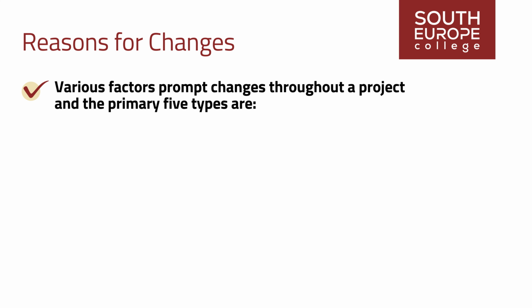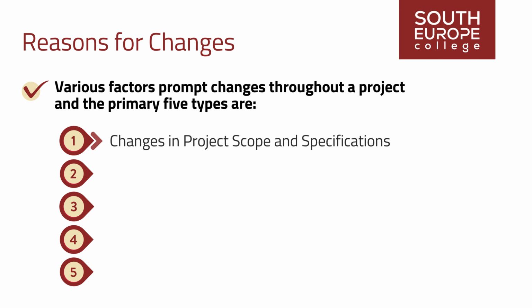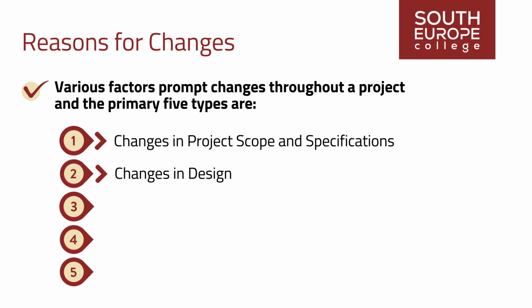Various factors prompt changes throughout a project, and the primary five types are: Changes in project scope and specifications. During the early stages of development, increased uncertainty often necessitates project scope and specifications alterations. Changes in design. Errors, omissions, unknowns, afterthoughts, or revised needs can prompt necessary or discretionary modifications in design.